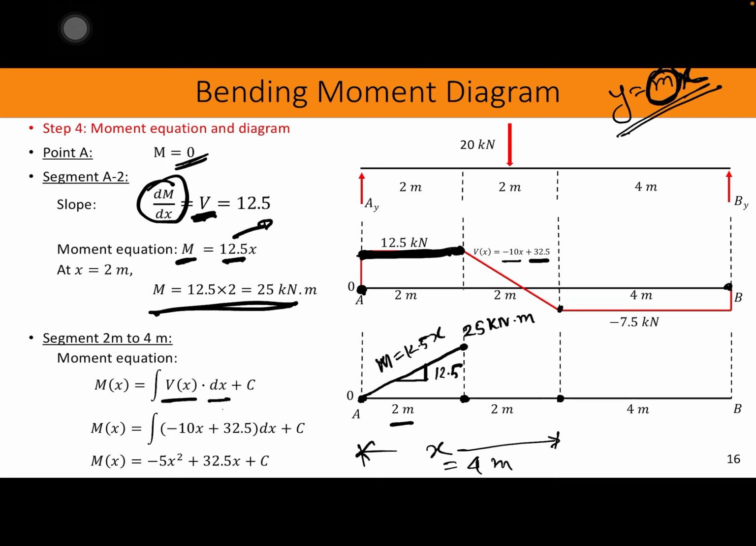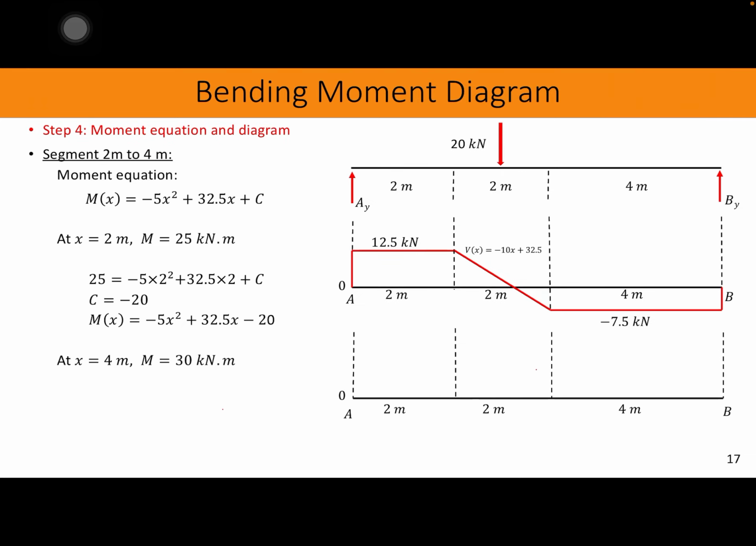So we know that the moment equation, M of x equals the integral of V(x) dx plus c. If we do that integration, we'll get this moment equation. So you have negative 10x squared by 2, which is negative 5x squared, and 32.5 times x plus c, right? Now we crafted a moment equation, which is very good, but we don't know the value of c. Well, we know that the value of x at this point is 2, and also we know that the moment is 25.